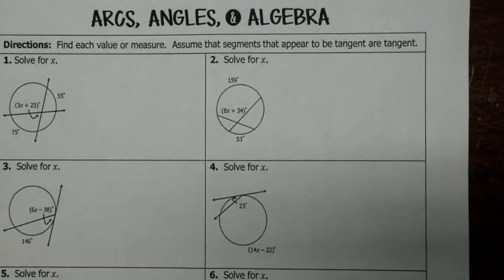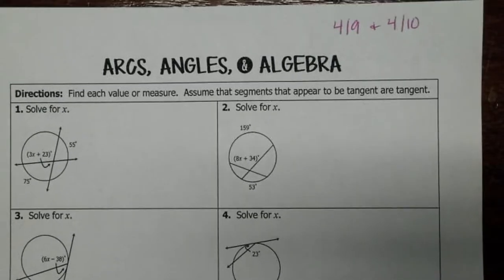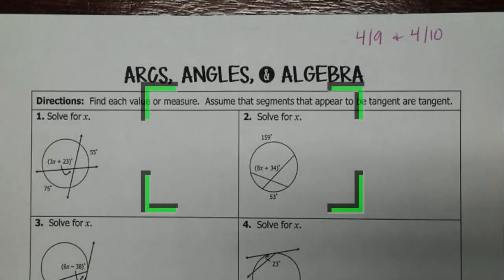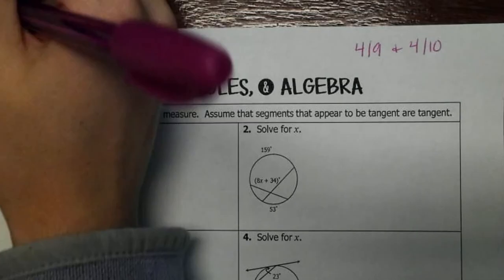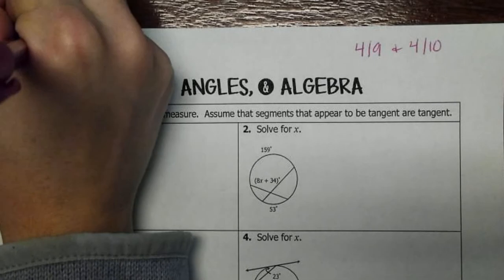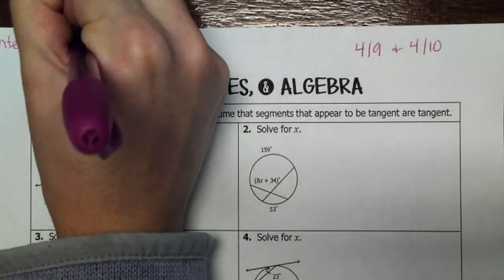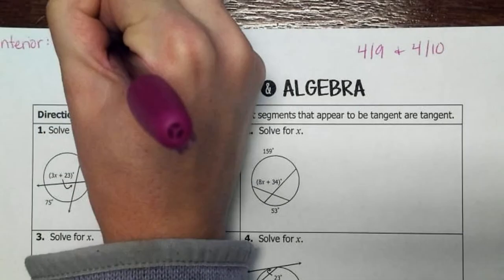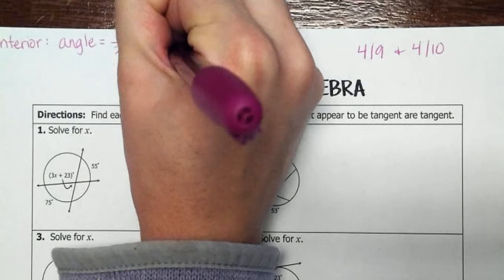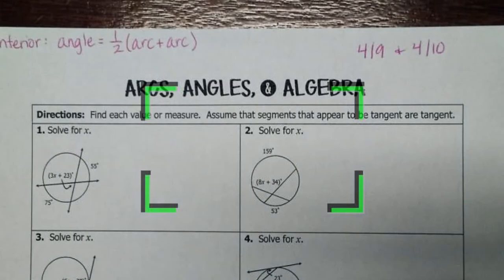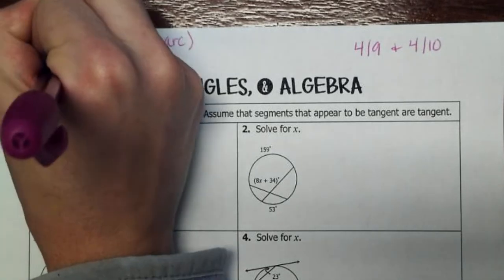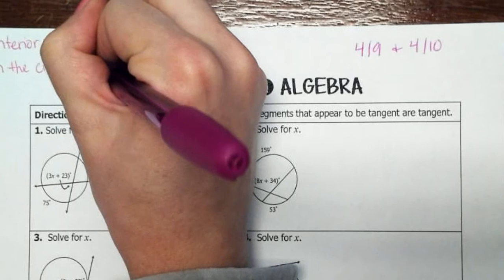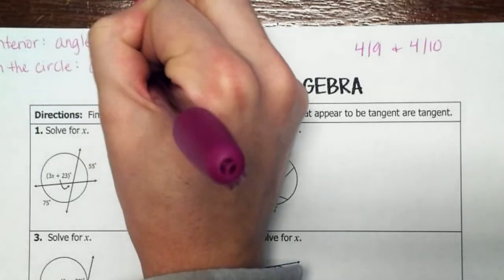So it says arcs, angles, and algebra. So up at the top of this page, I want you to write down the rules that we had generalized on the other paper, which is where you have an interior intersection. So the rule is the angle equals 1/2 of the arc plus the arc. When you have an on the circle intersection, you're going to have the angle equals just 1/2 of the arc.